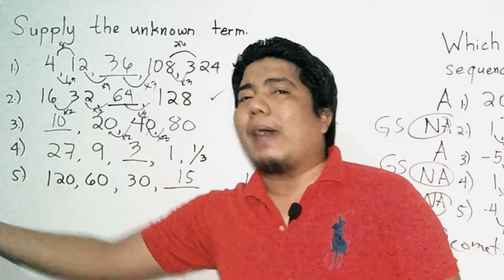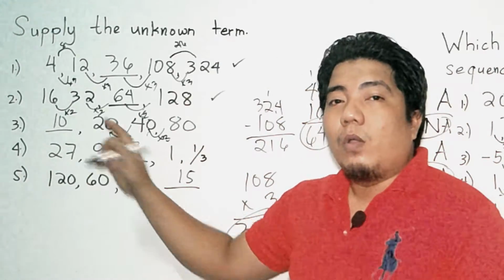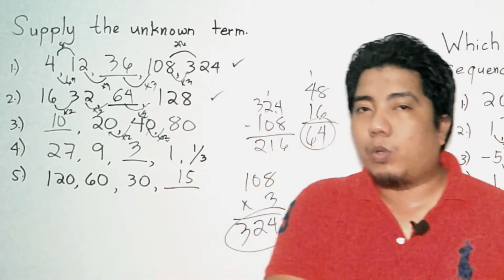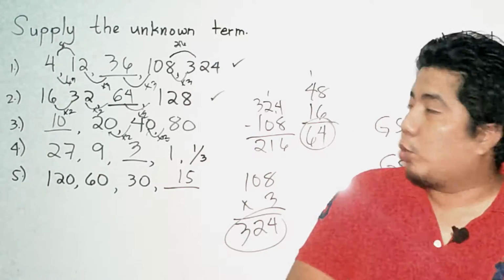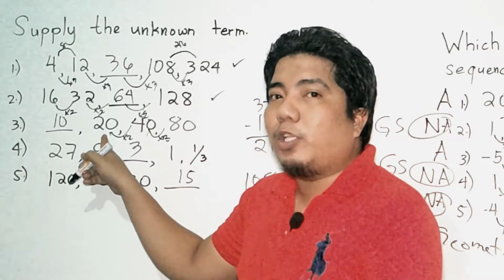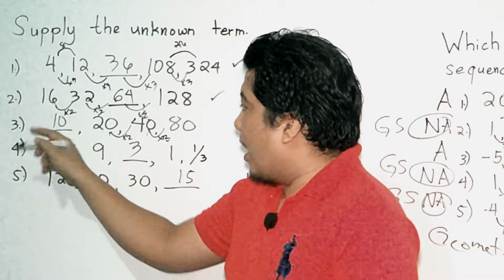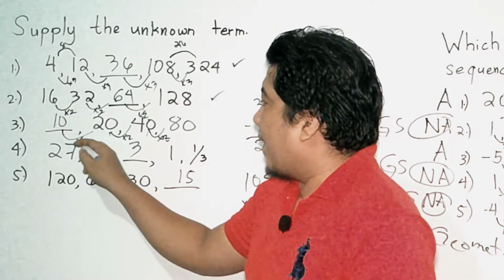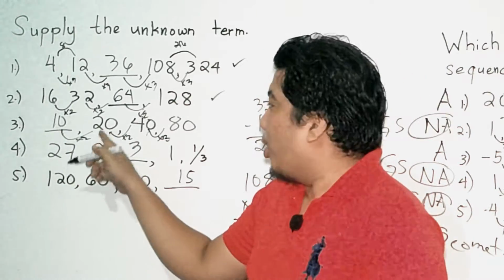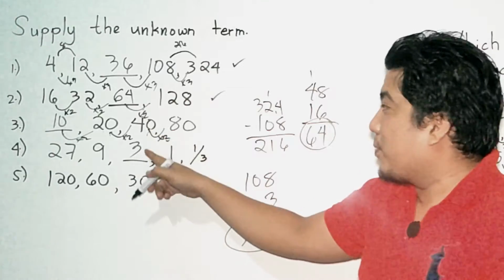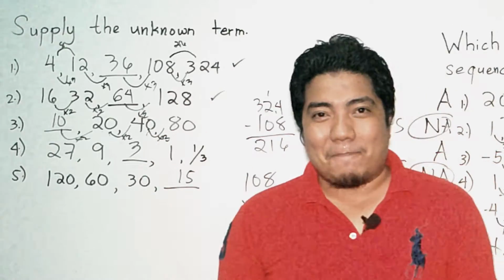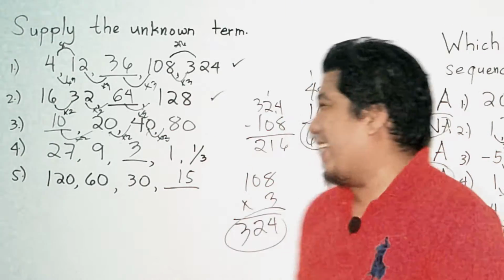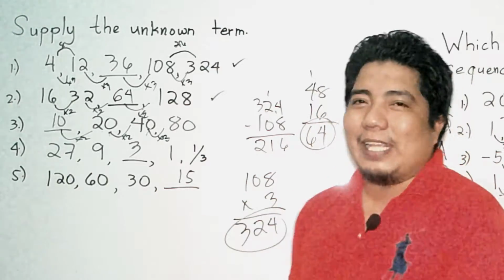However, we are going backward. So for 20, what is the opposite of times 2? That is divided by 2. So 20 divided by 2 is 10. Now, if I check my answer, 10 times 2 is 20, 20 times 2 is 40, 40 times 2 is 80. Easy, right? Okay.